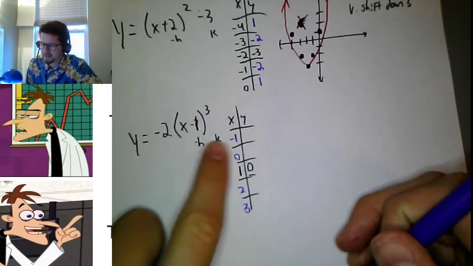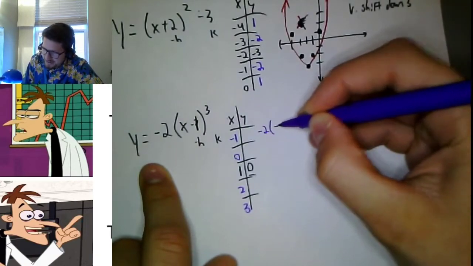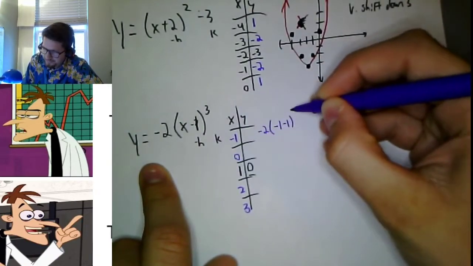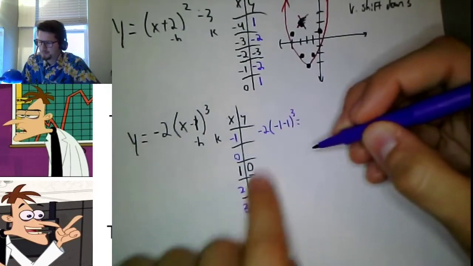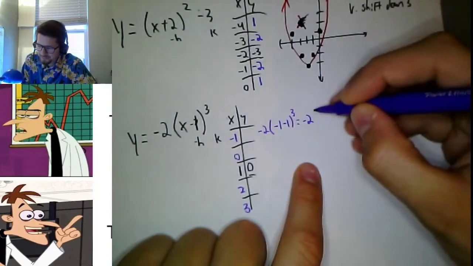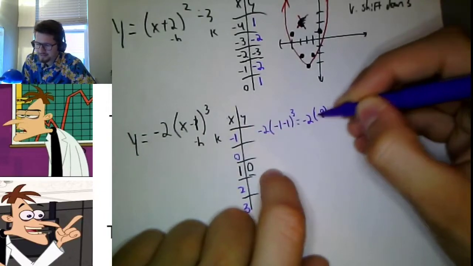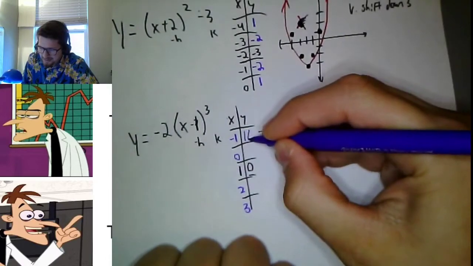Now time to plug in my numbers. So for negative 1, I got negative 2 times negative 1 minus 1 cubed. What's negative 1 and negative 1 combined? Negative 2. And what's negative 2 cubed? Negative 8. So I have negative 8 times negative 2. That gives me positive 16.